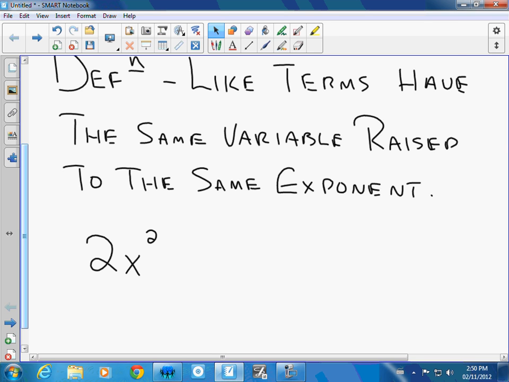Okay, so here's another one. 3x squared. Okay, same variable? Yeah. Raised to the same exponent? Yeah, they're both 2's. Can the coefficients be different? Yeah, who cares? I didn't say anything about the coefficients. Do you see why it's the same now compared to what you gave me? Okay. Can you have negatives? Yeah. Could you have fractions in front too?